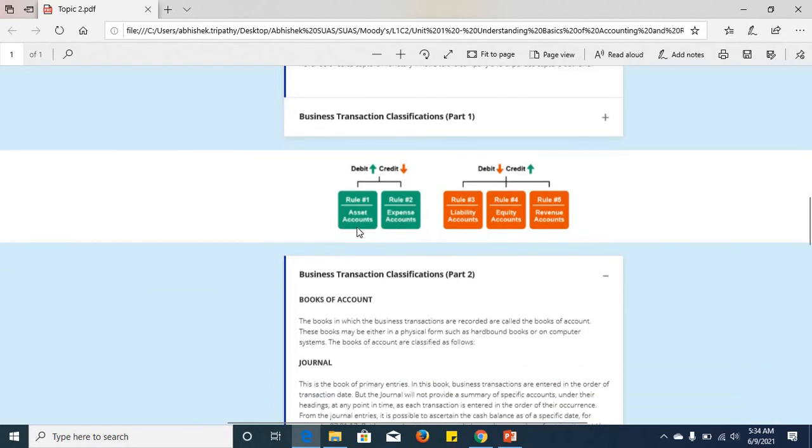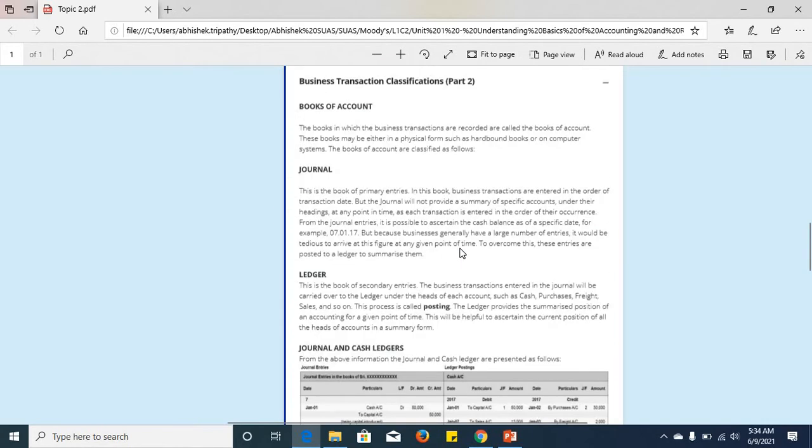Right. Because why? Because these are actually uses of funds, and these are sources of funds. So, sources of funds, whenever they increase, they are credited. Whenever they decrease, they are debited. And uses of funds, whenever they increase, they are debited, and whenever they decrease, they are credited.